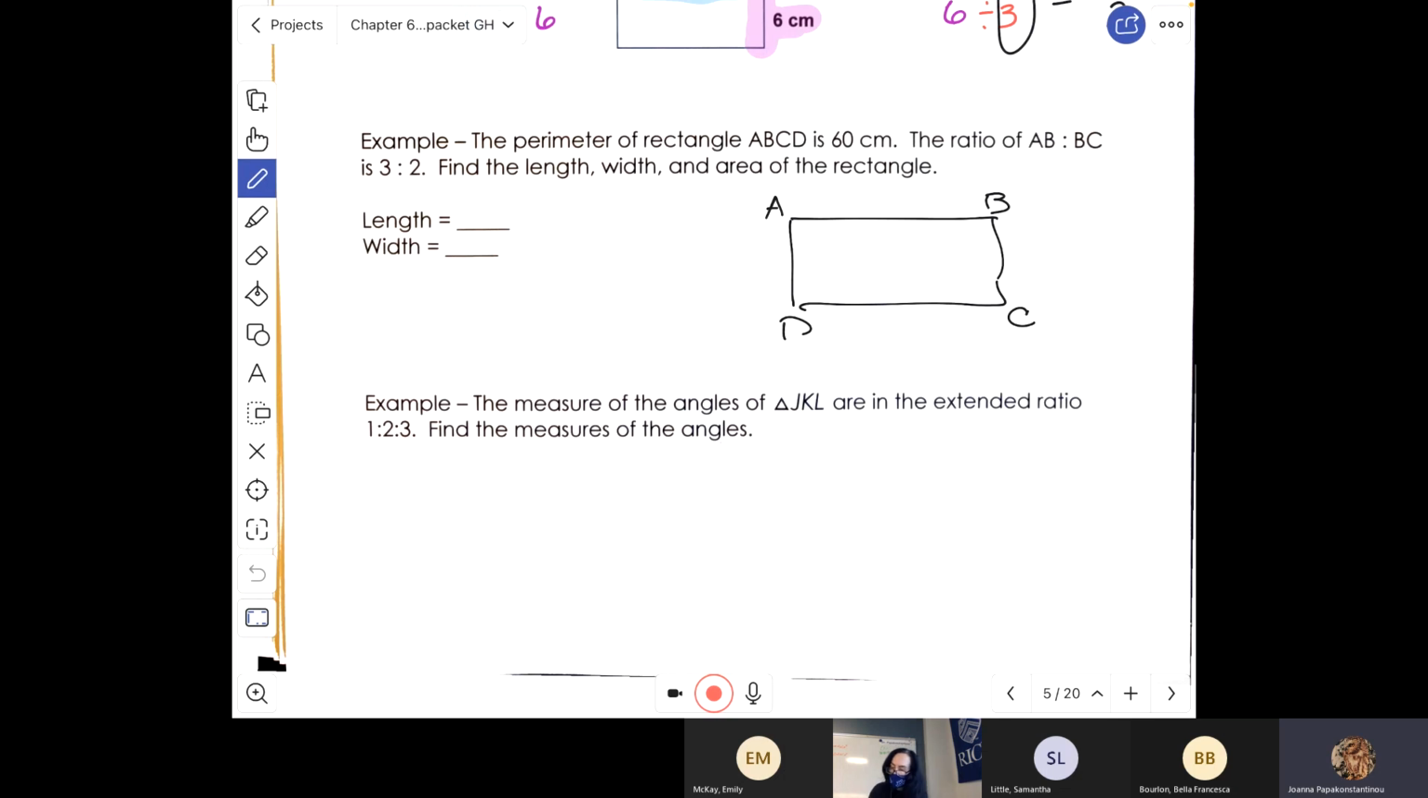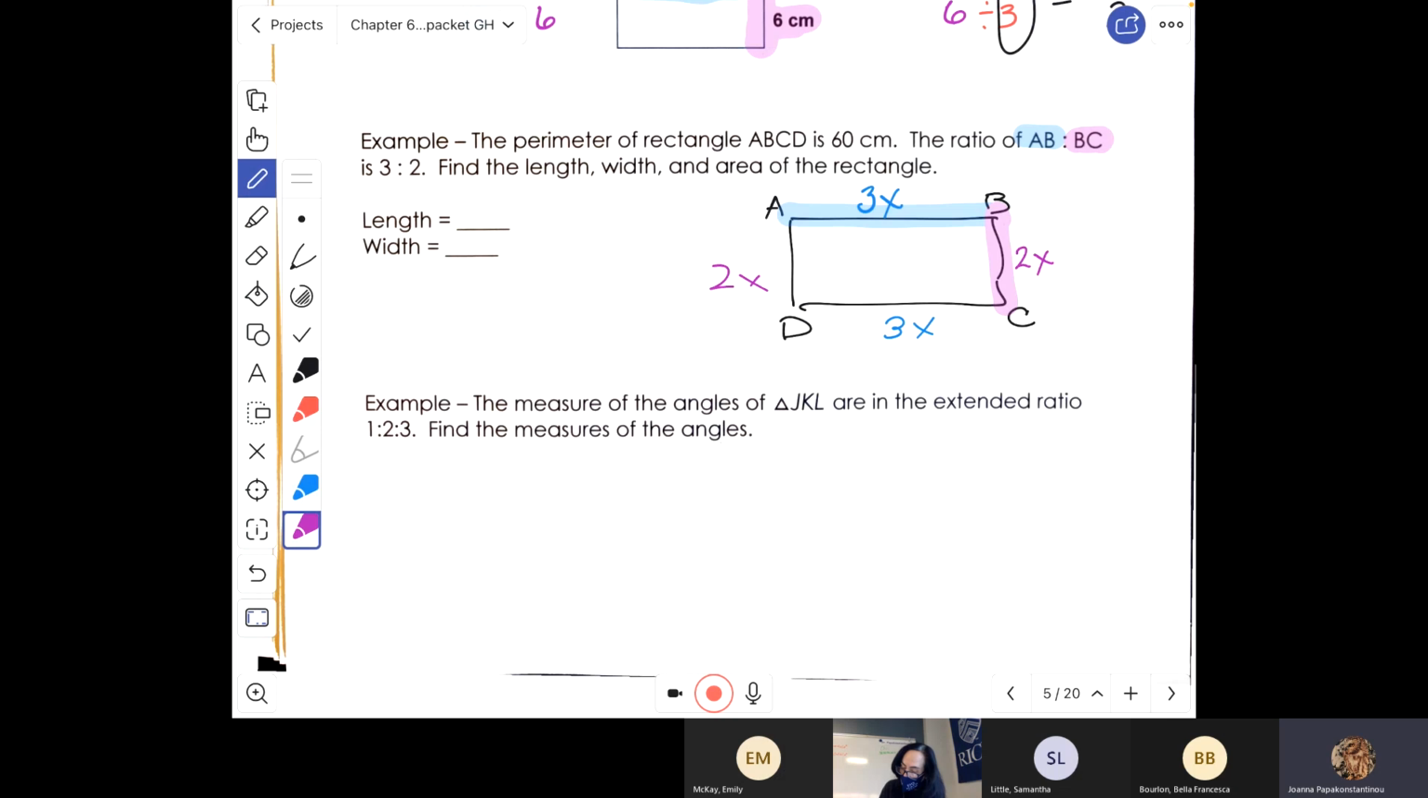Exactly. Now, I'm being told that the ratio of AB to BC is 3 to 2. So I can say that this is 3x and this is 2x, because the ratio is 3 to 2. In simplified form, it may be a multiple of that. So if that's 3x, then this is 3x. If BC is 2x, then this is 2x, right? Because this is a rectangle, so the opposite sides are congruent.